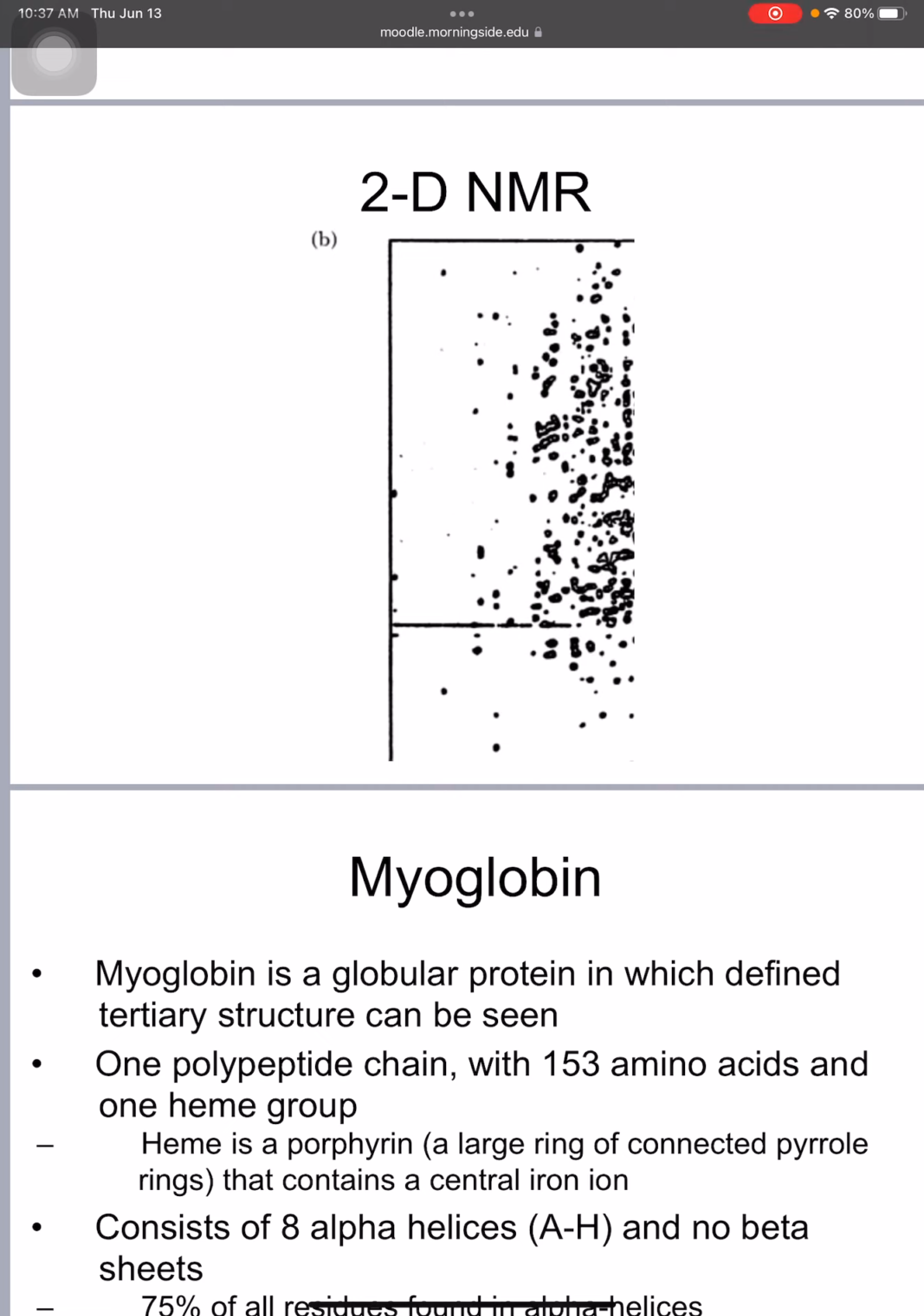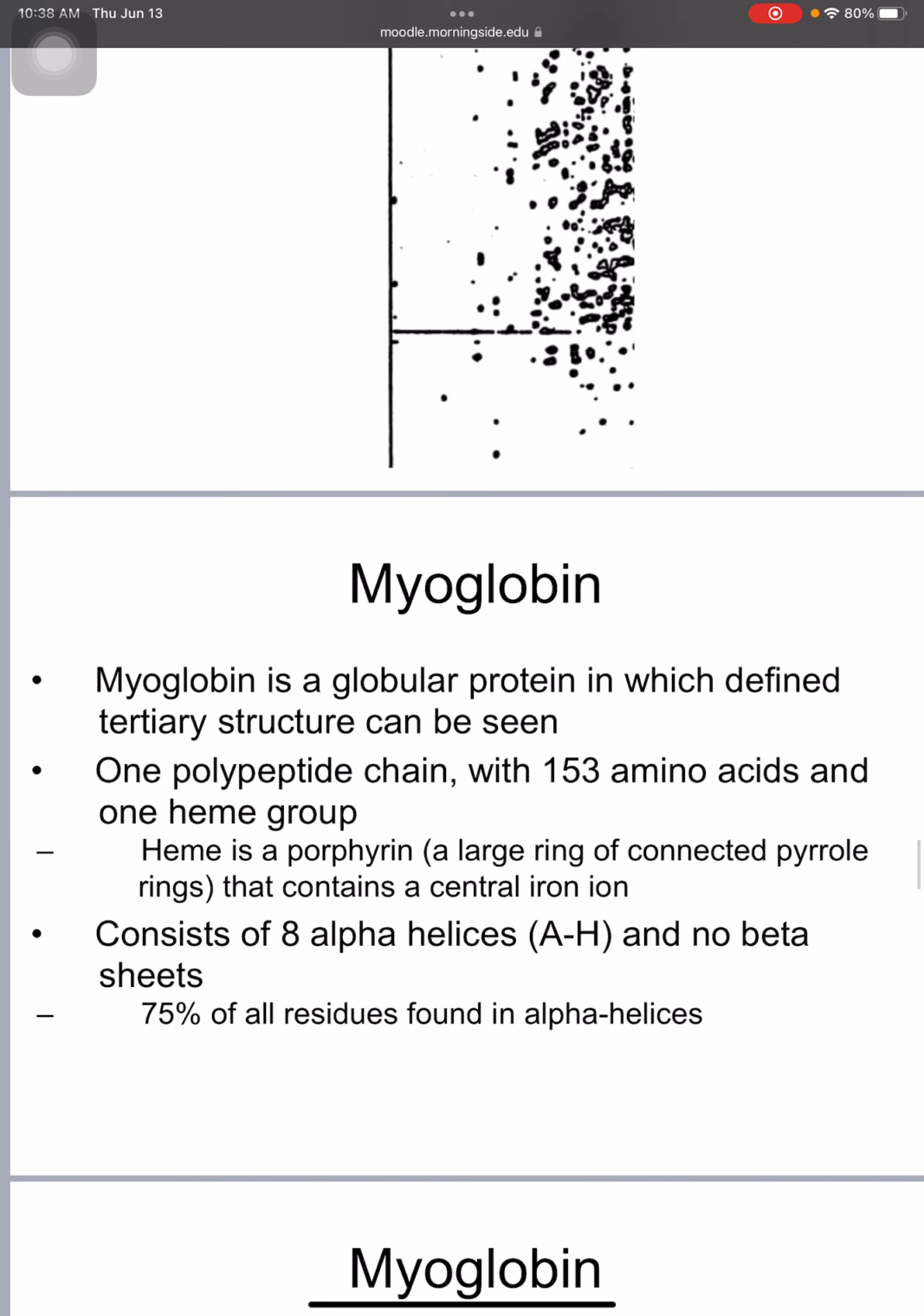So this one's myoglobin, which you may have heard of before. Not to be confused with hemoglobin, it's related to it, but it is different. It's a globular protein composed of one polypeptide chain. It's 153 amino acids long and contains one prosthetic group. This is going to be a heme group. And heme is what we call a porphyrin.